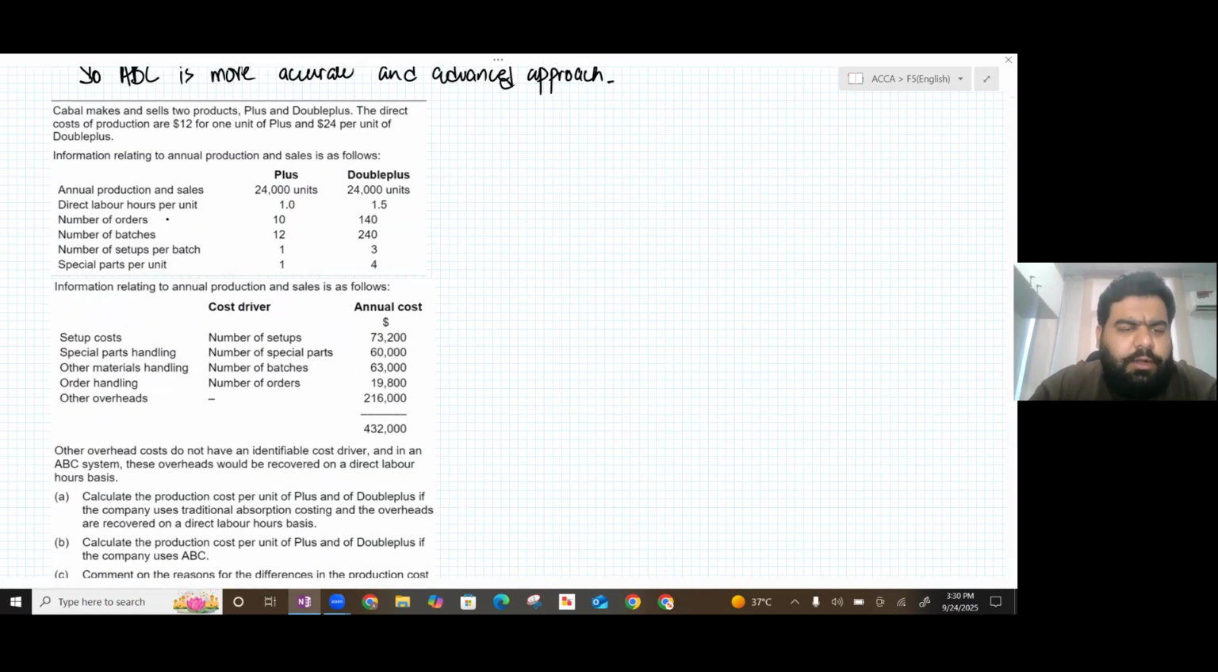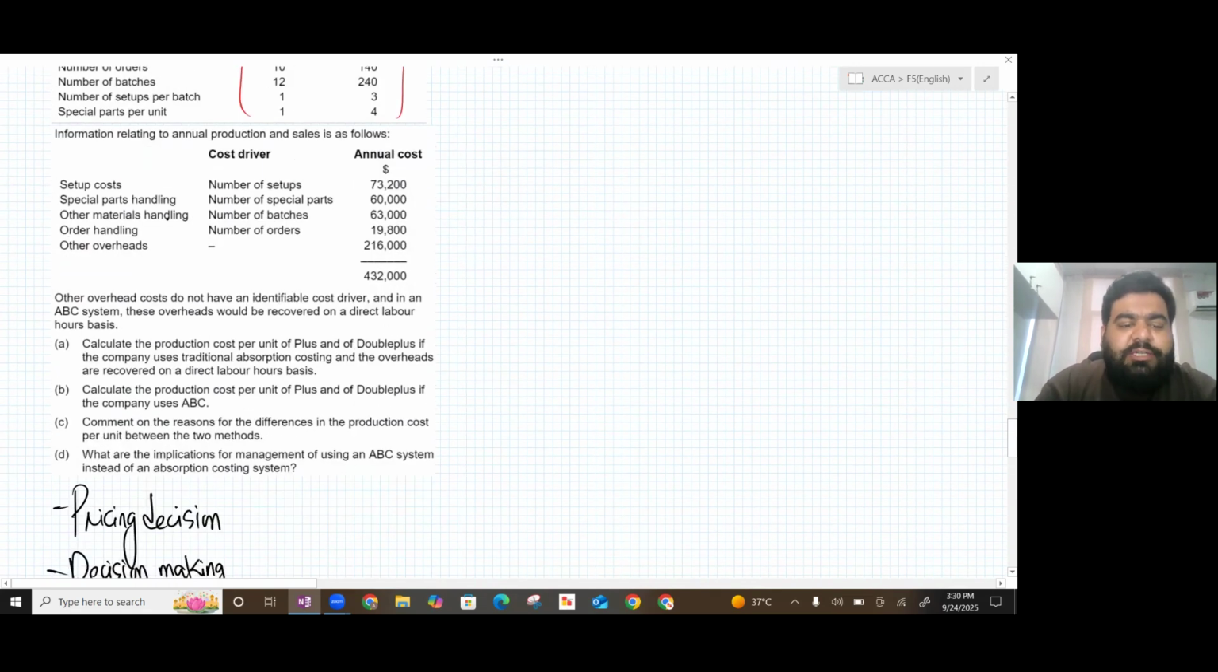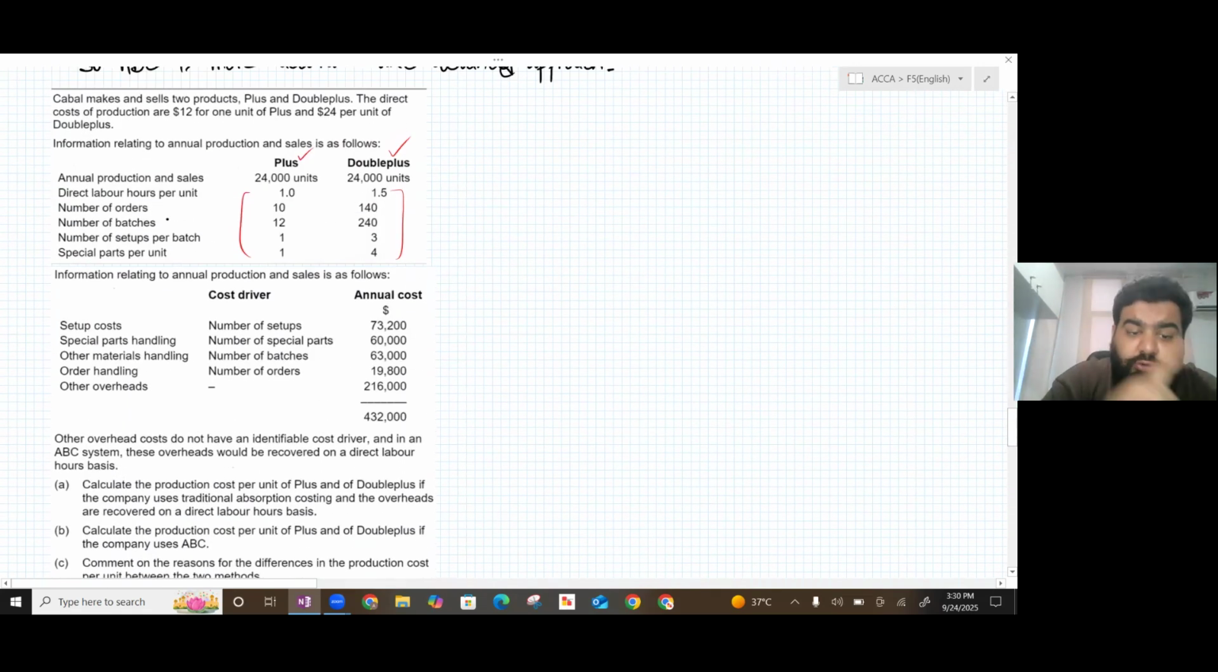If I just have a fast review on it, there are two products, plus and double plus. These are obviously the bases, and after that, all the bases and cost drivers are given, and you just have to calculate through absorption costing as well. See, it's written through absorption costing as well and through ABC as well.